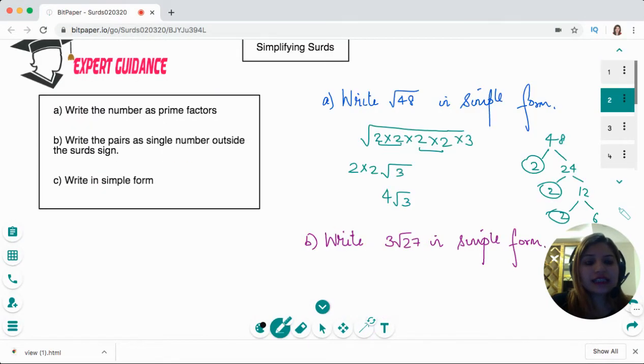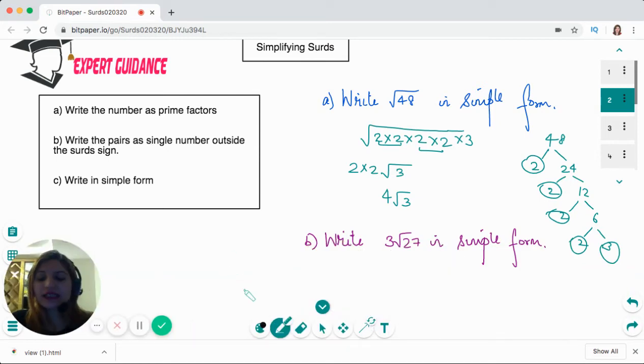Okay, so now let's see how do you write the surds in a simple form. Now, to understand this, it's important that you go over my previous videos where I have explained to you how to write any number in the form of its prime factors. So the first step is to write any number given to you in the form of its prime factors. After writing them as prime factors, find how many pairs there are and write those pairs outside the surd sign and then simplify. Now let me explain this with an example.